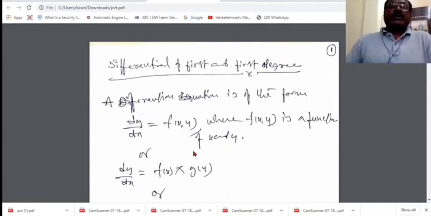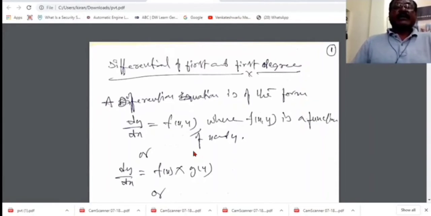Now we'll discuss differential equations in the first year syllabus, first year BSc, second semester. First of all, we'll start with differential equations of first order and first degree. First order means dy by dx. First degree means dy by dx.